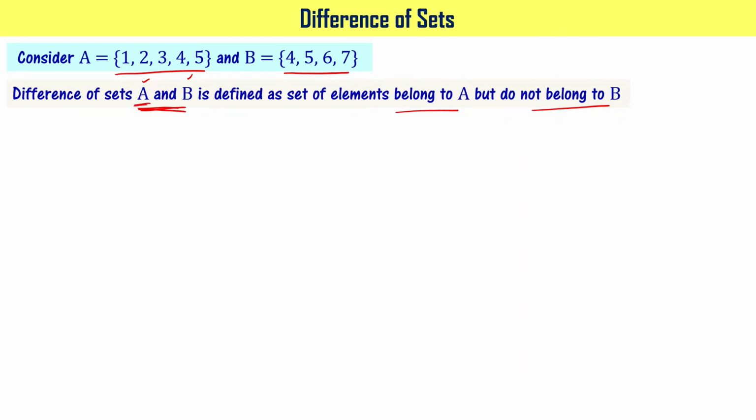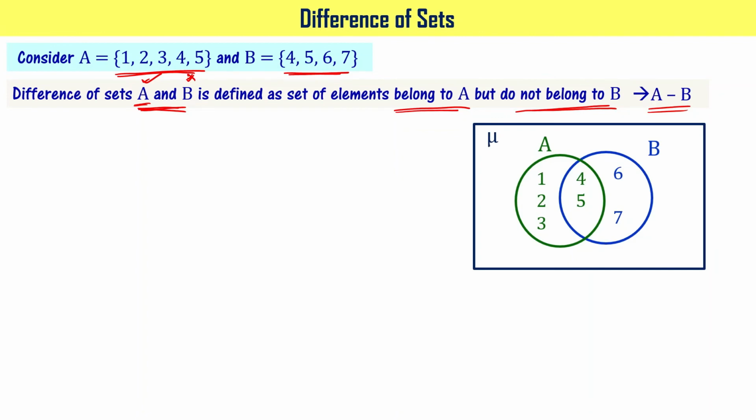A comes first, right? For that reason, we look for elements that belong to A, right? B is coming in the next. That's why we say that do not belong to B. Difference of sets A and B is defined as set of elements that belong to A but not belong to B. That is mathematically written as A minus B. Difference of sets A and B is A minus B. We have two sets, right? A and B.